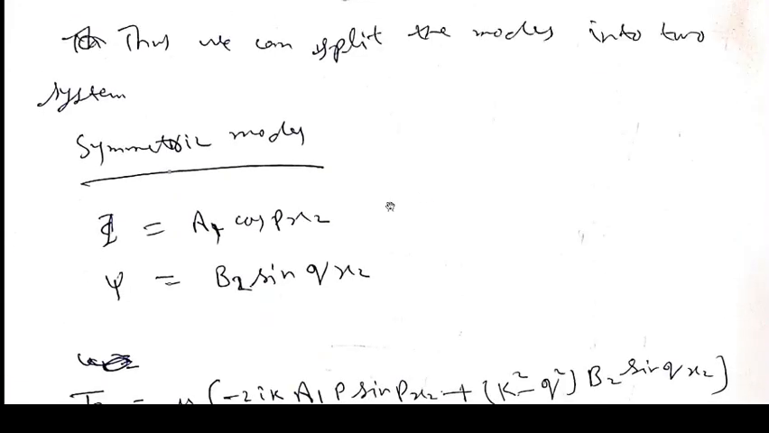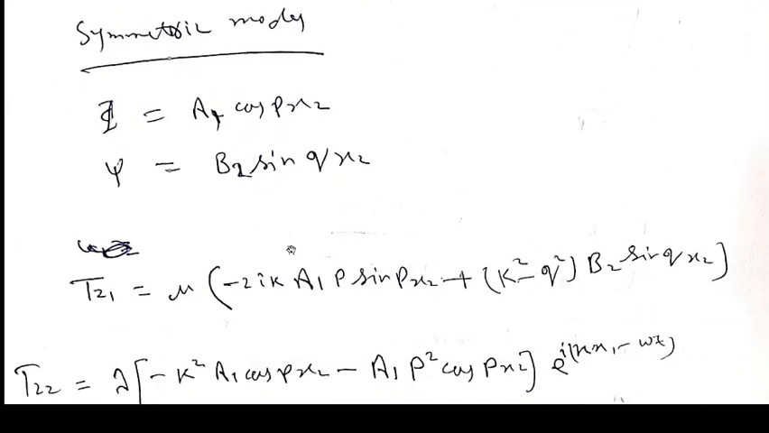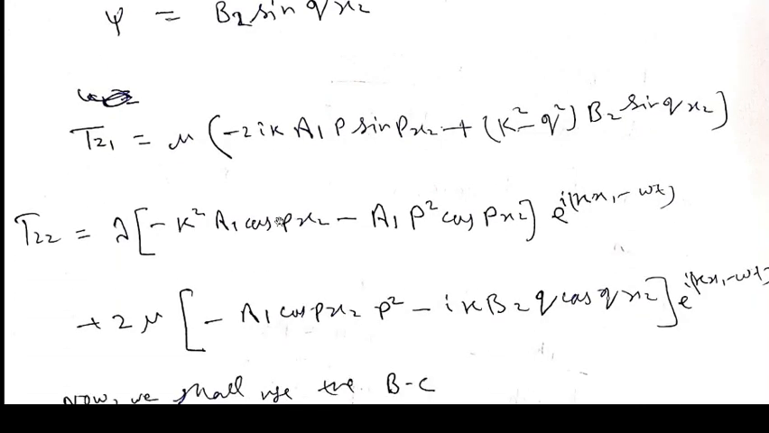Like this. For symmetric modes we have phi in this way, a1 cos px2, and psi in this way, b2 sin qx2. Now use this phi and psi in u1, you will have totally cosines in u1, and use these phi and psi in u2, you will have totally sine in u2. So this corresponds to symmetric modes. Now use this phi and psi into t21 and t22. This is t21, this is t22.